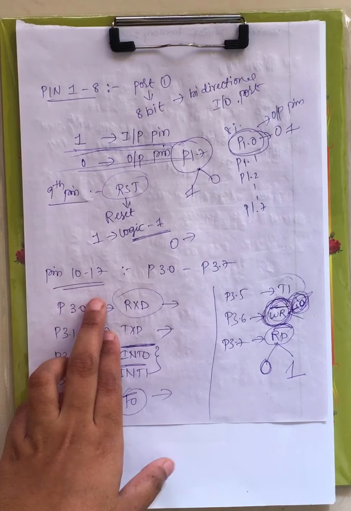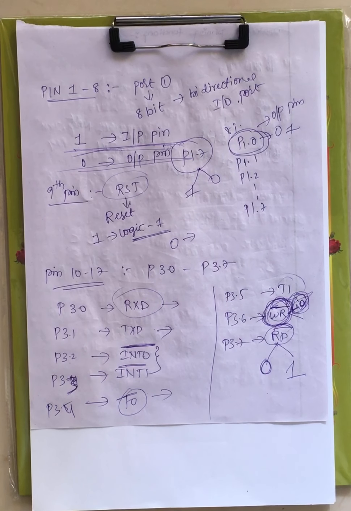Now coming to pins 10 to 17. These are allotted to port 3 pins, right? Since it is 8-bit, 8 pins are allotted to port 3. This is also a bidirectional IO port, right? In addition to the input output function, there are some special functions carried over this port, right? Now let us see what those are.